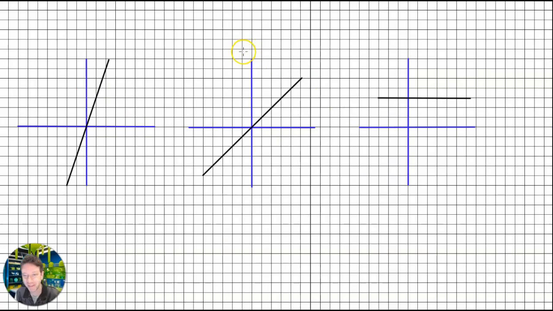So the answer is going to be the second graph. And there's a couple reasons. One, it goes through the origin. The parent function goes through the origin. Now this one goes through the origin as well. This one does not. But this one, you can see, has a slope of 3. So this is actually 3x. So it's not quite the parent function. This one is f(x) = x, whereas this one is simply f(x) = 3.